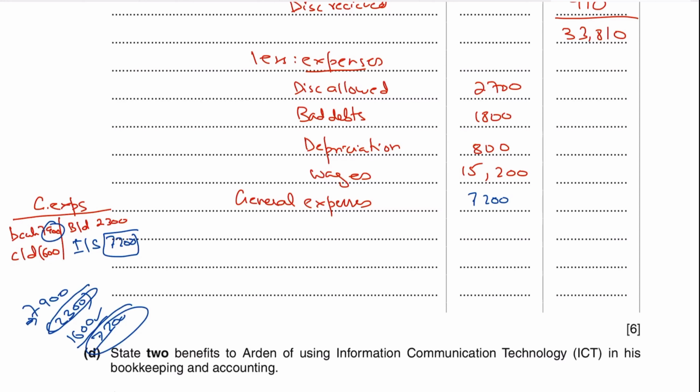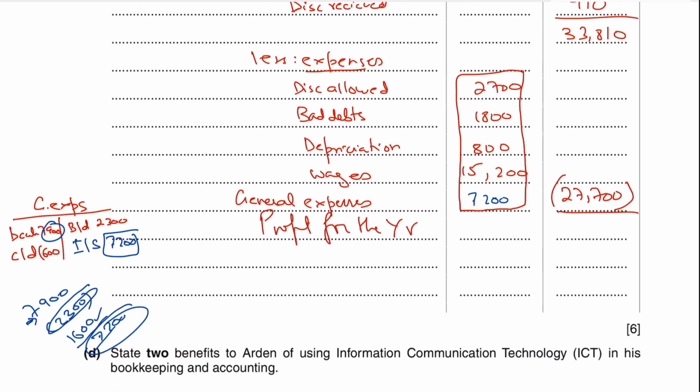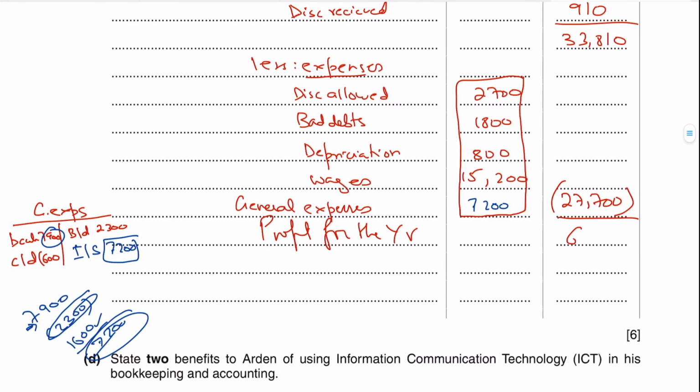Okay, so if you add all the expenses up, you will get a total of 27,700. And if you deduct it from the total income, that is 30,810, you'll get the profit for the year, which is your net profit as well. That will come to 6,110. So that is the profit for the year, and hence you'll get 6 marks for your answer.